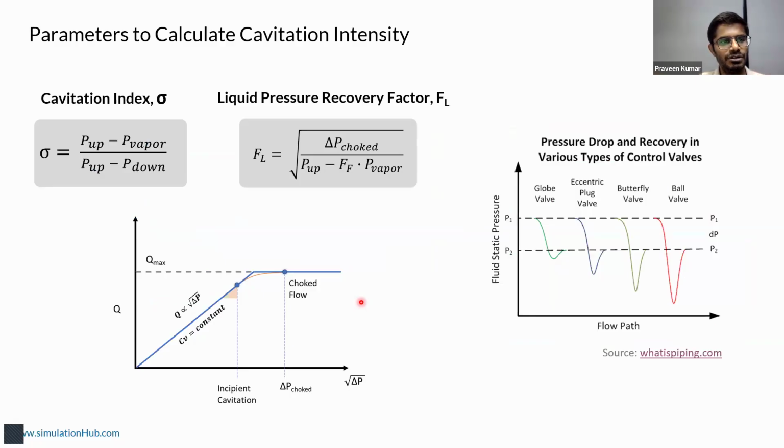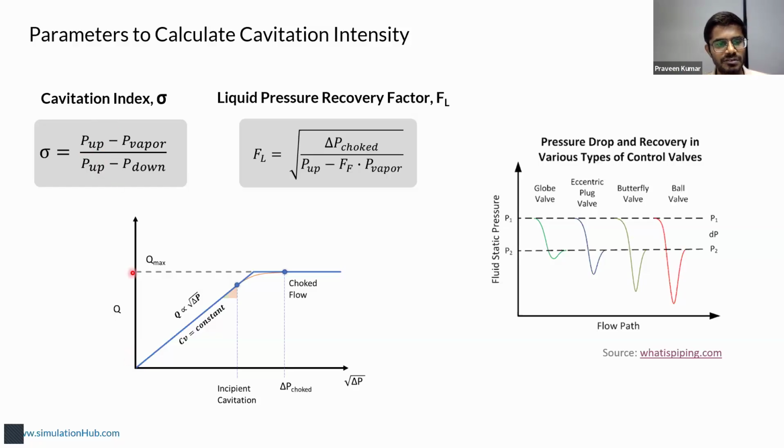Now it is time to introduce certain parameters that will help you categorize the intensity of cavitation. One is the cavitation index, the other one is the liquid pressure recovery factor (FL). So how is the cavitation index calculated? It's P upstream minus P vapor, upon the pressure drop across the valve. We'll see more details about the cavitation index in further slides.